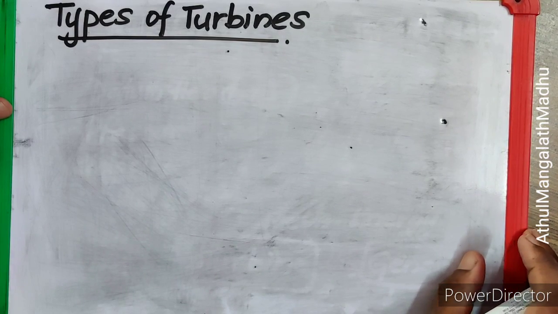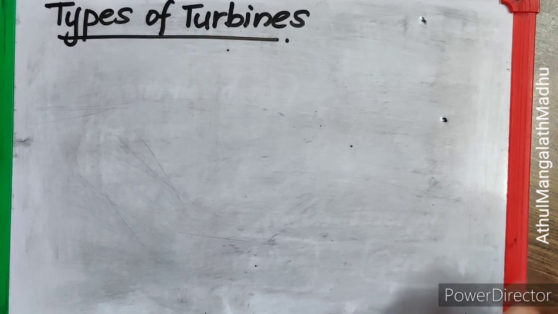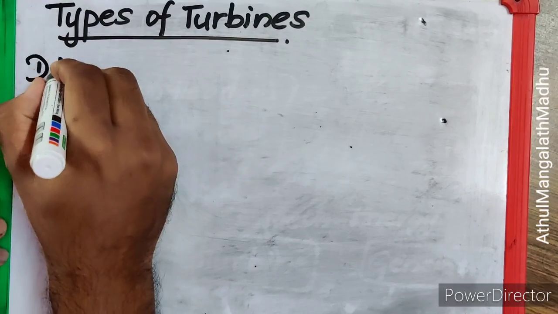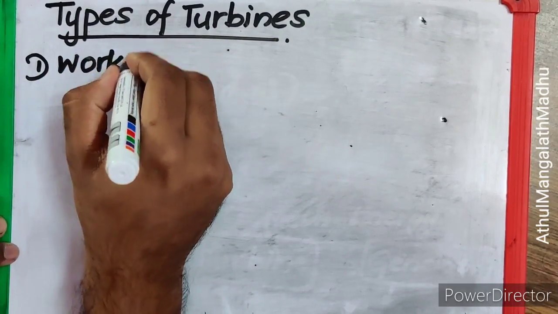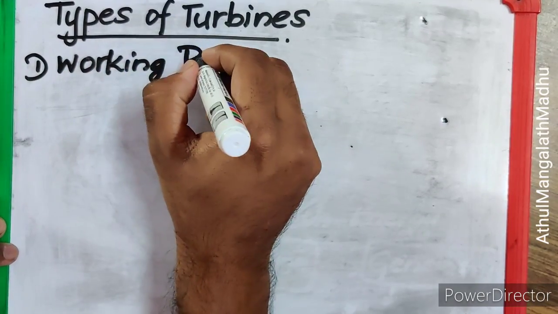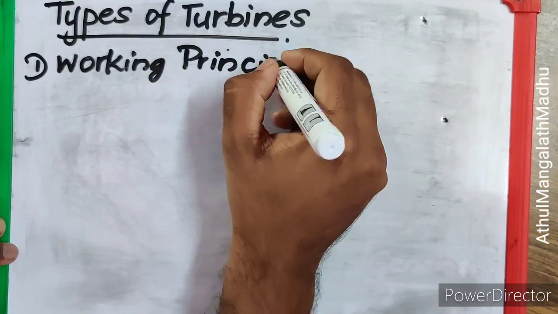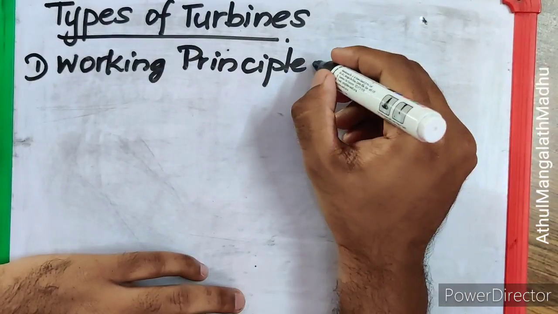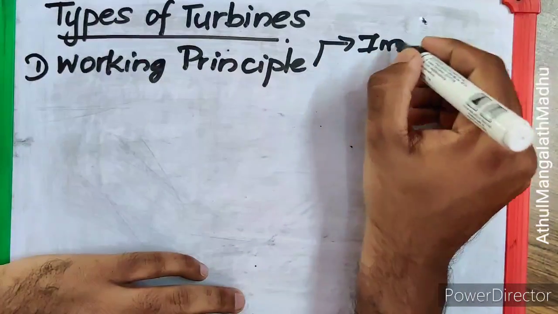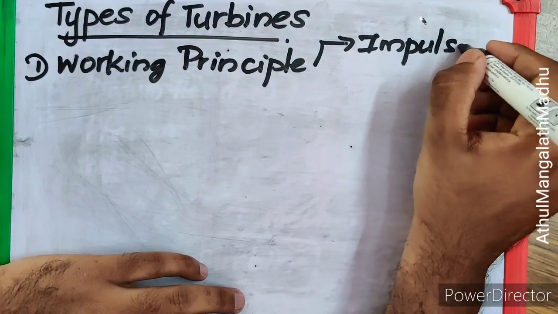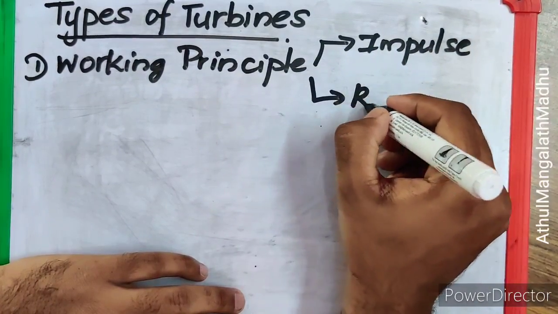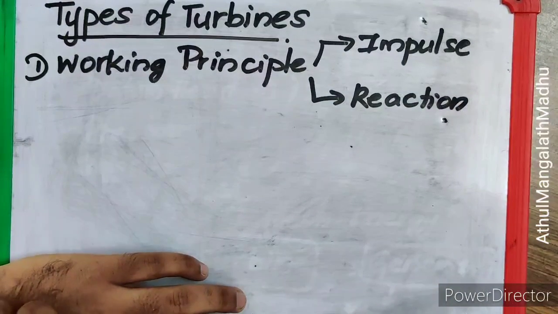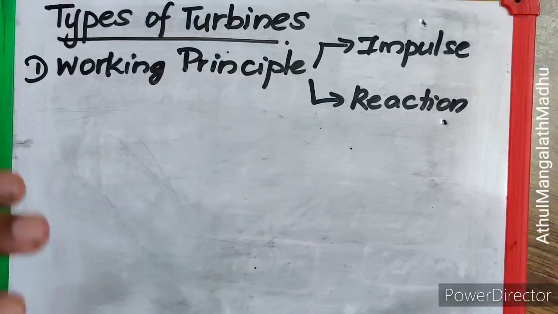So now comes the types of turbines. There are different types of turbines. I'll be discussing one type of classification, which is based on the working principle, on what basic principle the turbine is working. Based on the working principle, turbines are classified as impulse turbine and reaction turbine. So you have two types of turbine on the basis of this classification, impulse and reaction turbine.